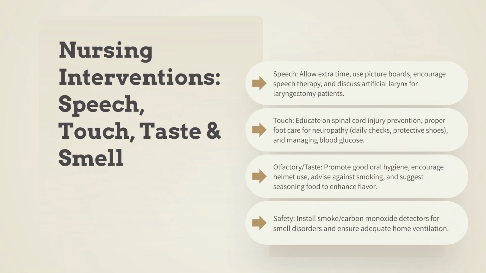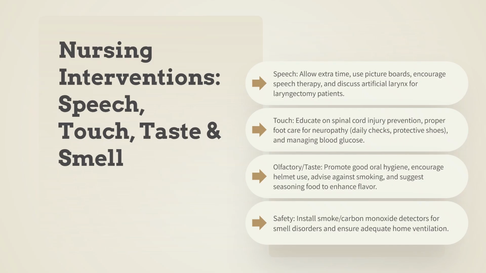Speech. If somebody has difficulty with speech, we're going to allow them extra time to get that speech out. We're going to use picture boards, encourage speech therapy. Speech therapists are phenomenal. They come up with the picture boards. They can get the equipment that Stephen Hawking had that allowed him to speak via the computer. There's all sorts of different ways that we can get speech. We can get artificial larynxes for people with laryngectomies who've had laryngeal cancer. They can get the little thing that touches their neck so that they can continue to speak. So get speech therapy involved if somebody has a speech type issue.